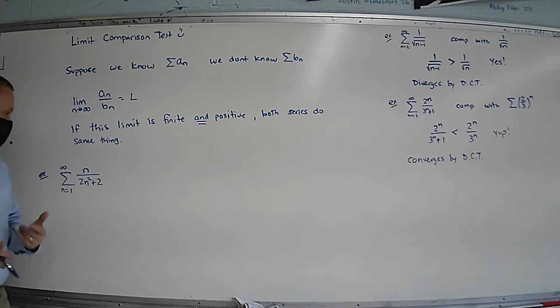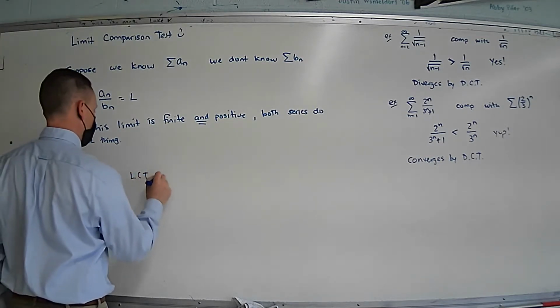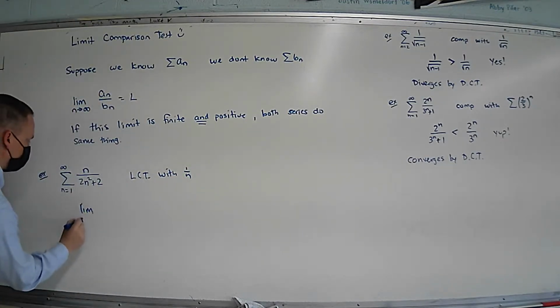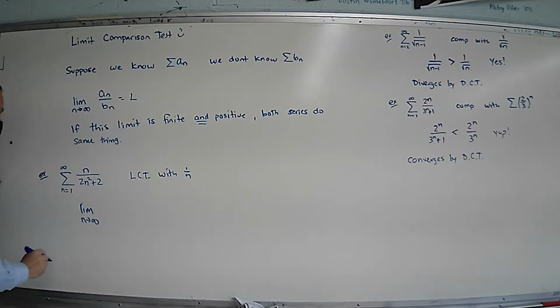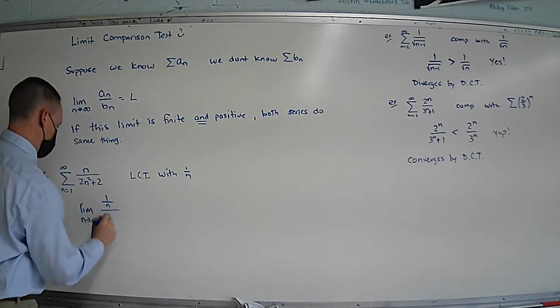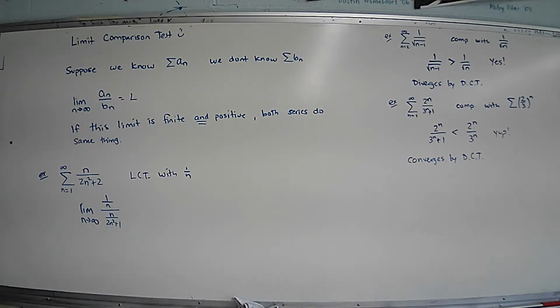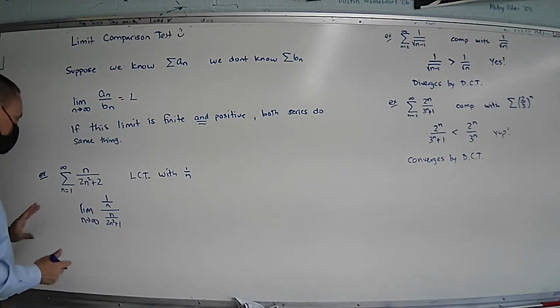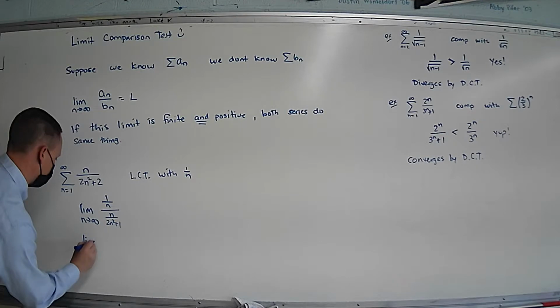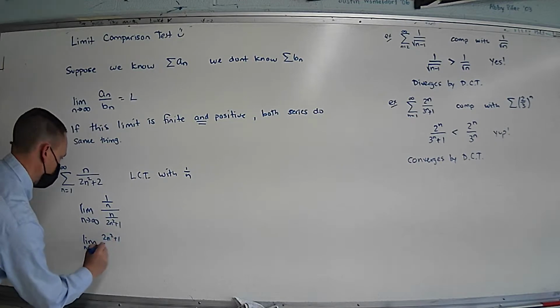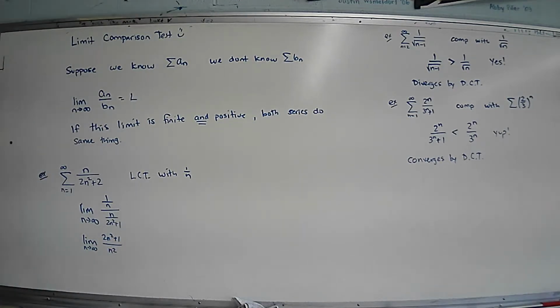So what I'm going to do then is the limit comparison test with 1 over n. How do I do that? I take the limit as n goes to infinity of 1 over n over 2n squared plus 1, and then I compute this limit. Now I've got to have on my algebra pants here, because I end up with 2n squared plus 1 over n squared, because I multiply by the reciprocal.